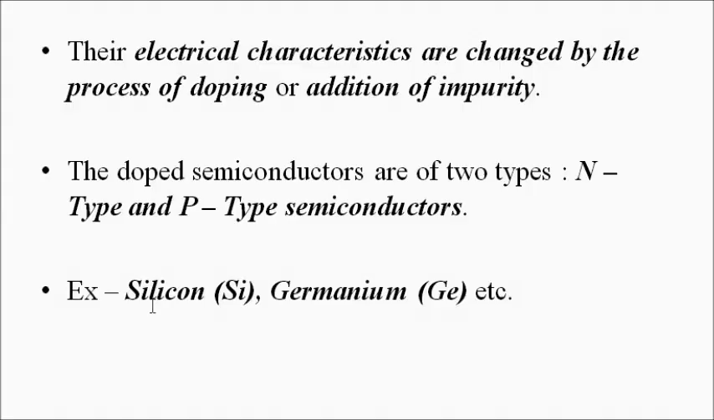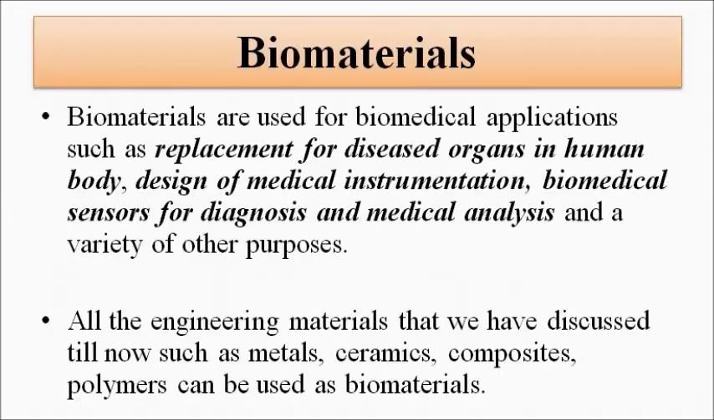So each of these extrinsic semiconductors is used in different ways to give us various electronic devices such as p-n junction diode, and it is also of much use in power electronics. And the most common and popular semiconductor materials that are used are silicon, germanium, okay. So they are mostly used. Then we have biomaterials.